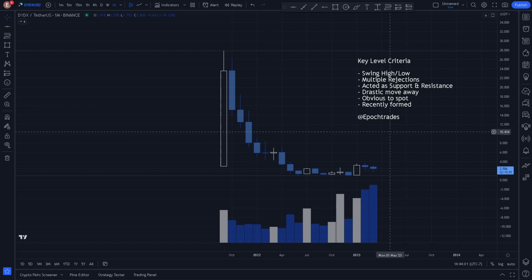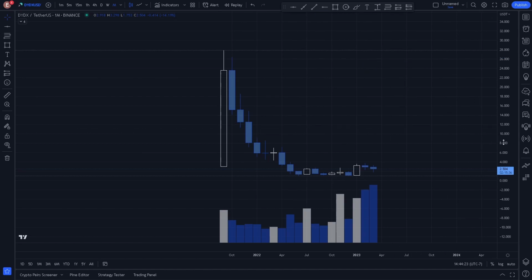Today we're going to be covering key levels on the monthly and weekly time frame for DYDX. Now, as always, our key level criteria: we look for swing highs and swing lows, multiple rejections, acted as support and resistance, drastic moves away, obvious to spot, and recently formed. So, let's go ahead and hop right in.